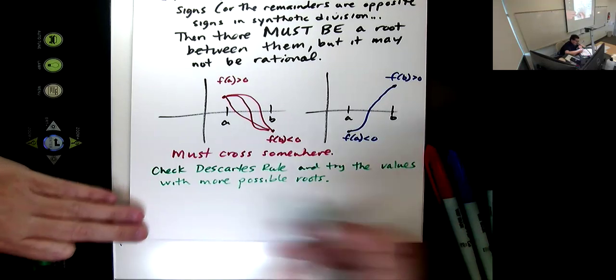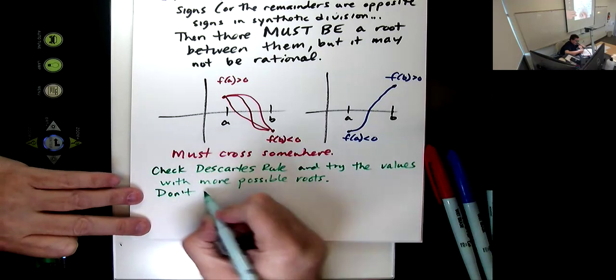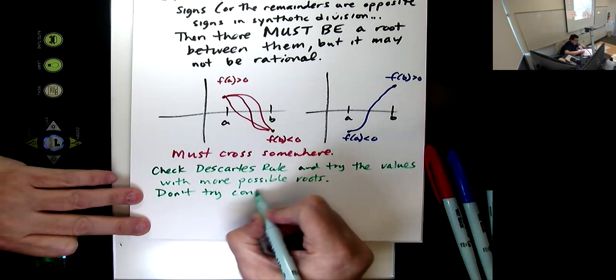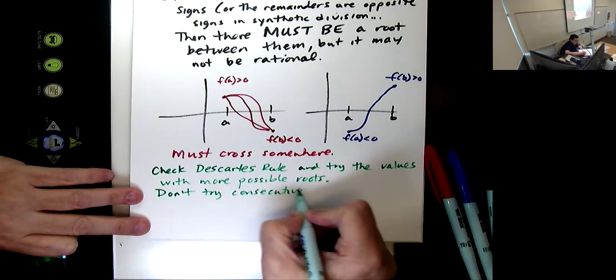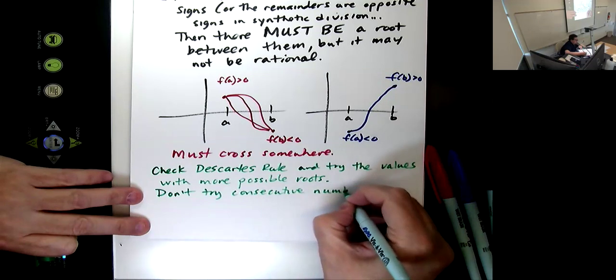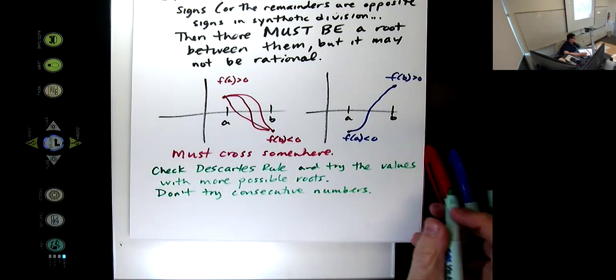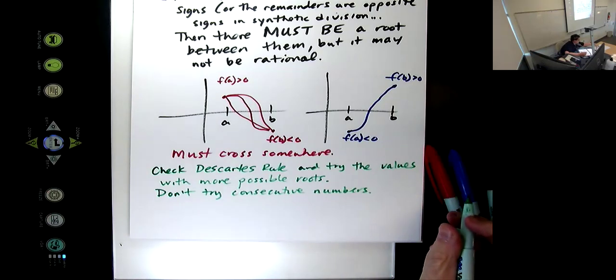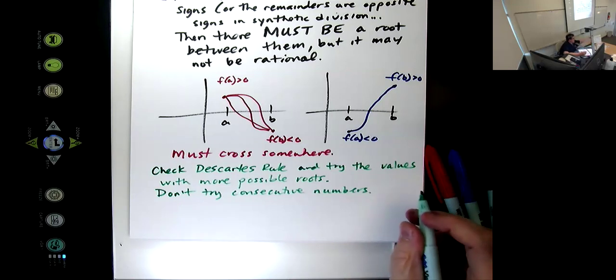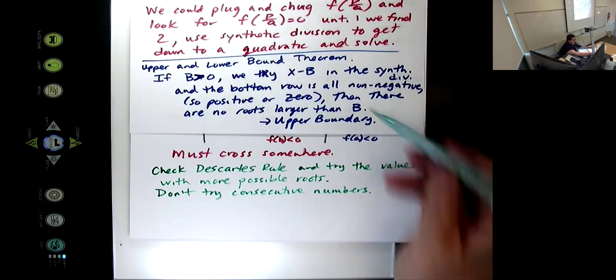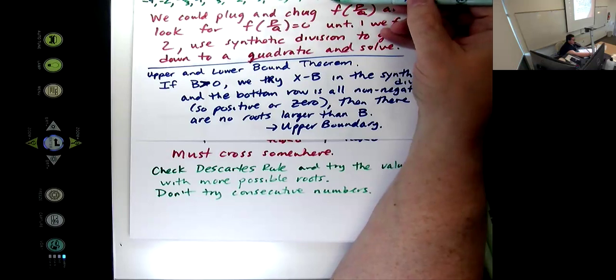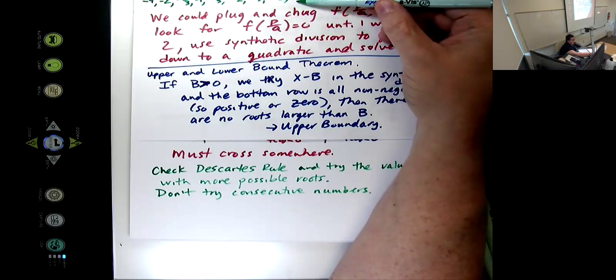Don't try consecutive numbers. At least have a gap in there. Like, I know 1 is out. If I tried 1/2, I would try 1/6 next.